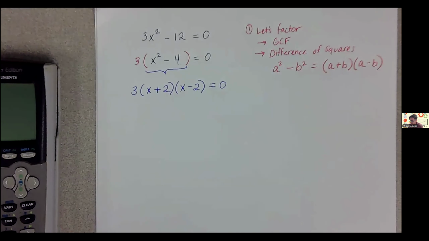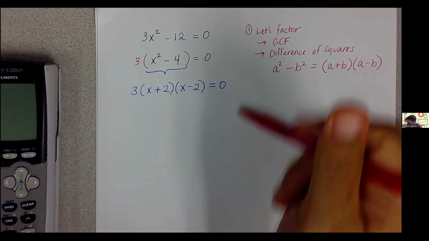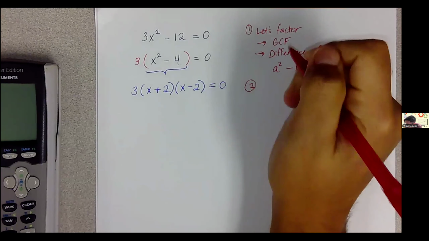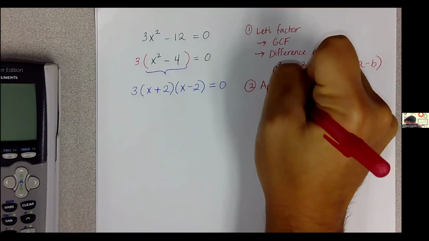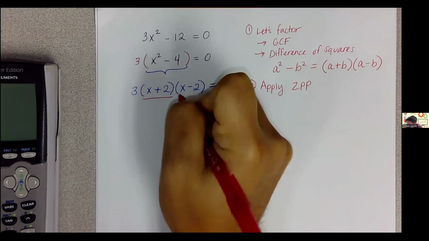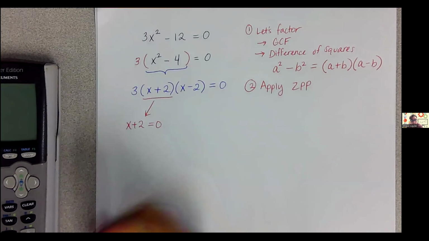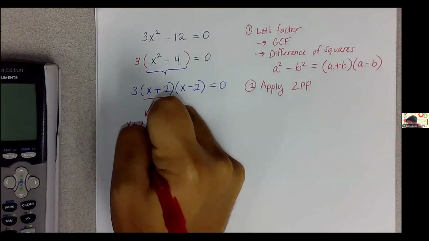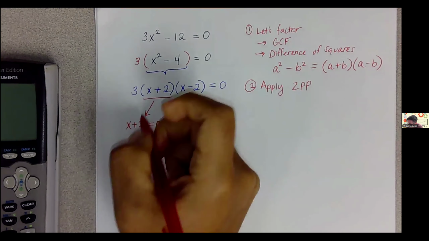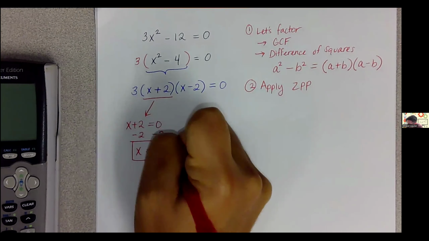So it looks like we can solve this one by factoring, and that's all well and good. The next step will be to apply the zero product property, which allows me to take this factor, x plus 2, set that equal to 0, and then solve that. If we subtract 2 on both sides, we'll have x is equal to -2. That's one of our solutions.